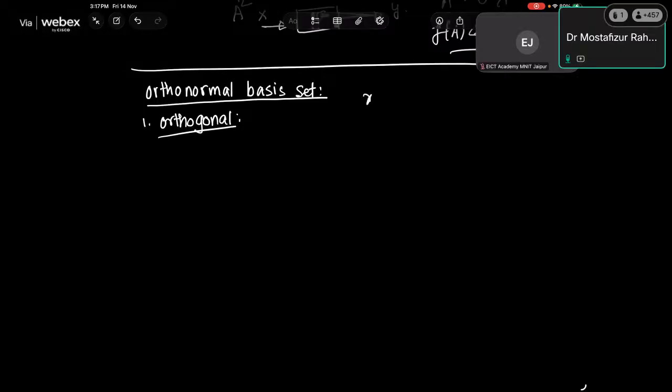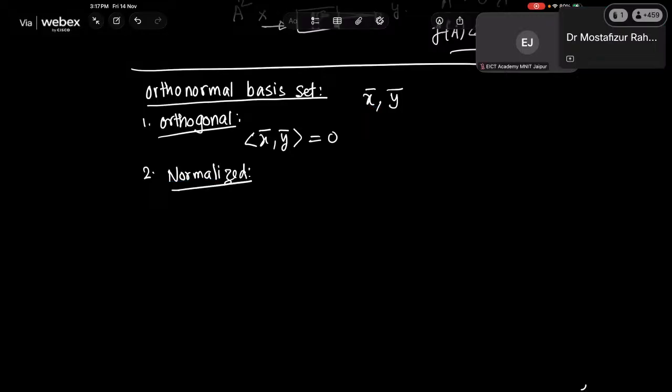Suppose I take two vectors, say x and y, right? These are two vectors, and they have to be orthogonal, meaning their inner product of x and y bar equals 0. And the second thing is normalized. That means each vector, x bar and y bar, has norm equal to 1. These two properties are important.